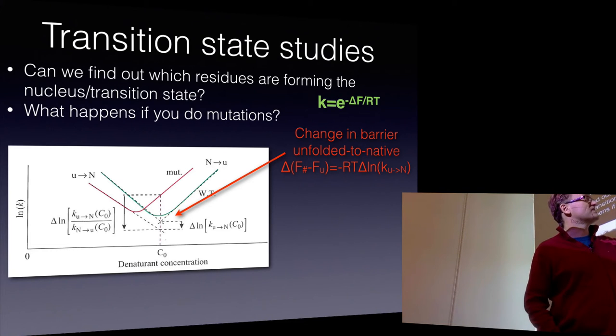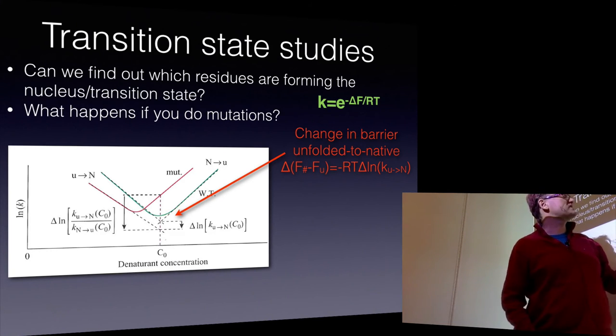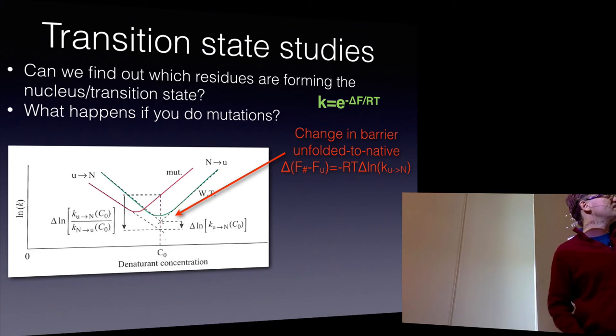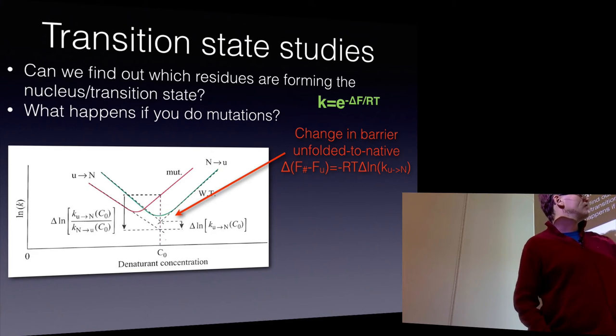You're not used to seeing it in this form, right? But take the exponential of both sides. What I'm saying here is that the rate constant unfolded to native is proportional to an exponential of the difference in the barrier divided by RT, right? And that's just the definition of a rate constant. So this is not a complicated equation. We just took the rate constant definition and solved it for the free energy.